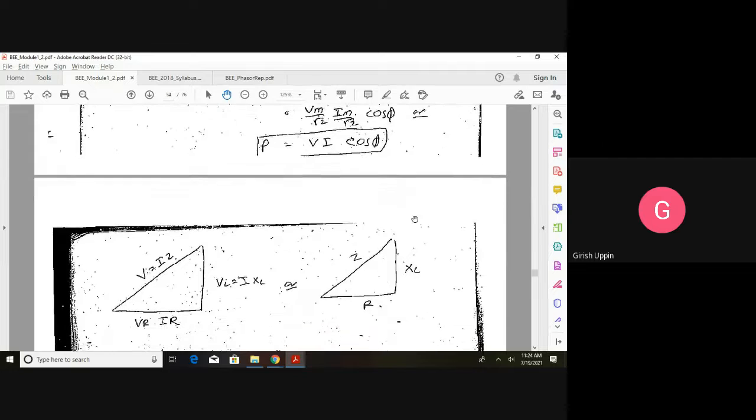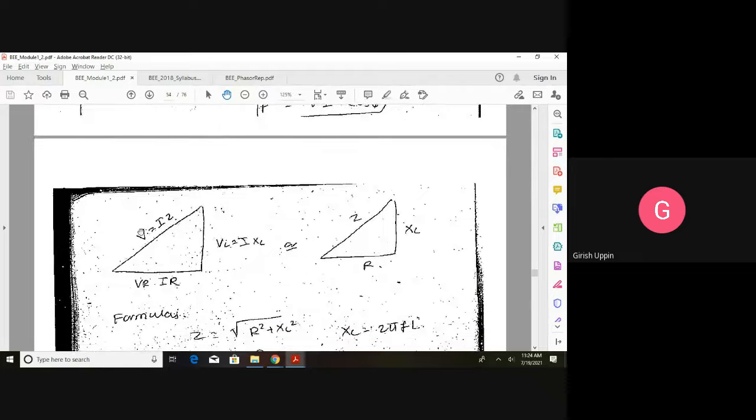With that, you can remember the triangle. This is the voltage triangle. This side is VR, and this angle is phi. This is VR equal to IR. This side is VL, IXL. This side is the applied voltage V, I into Z. If you take out the I, what will remain? Z will remain here, XL will remain here, and R will remain here. We call this the impedance triangle.